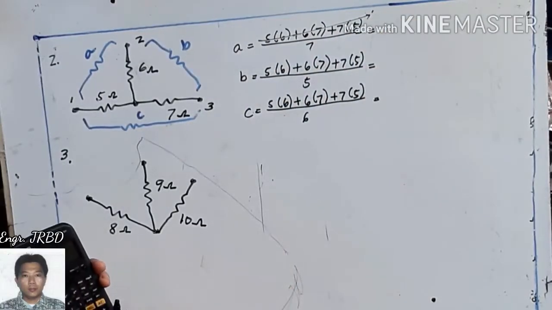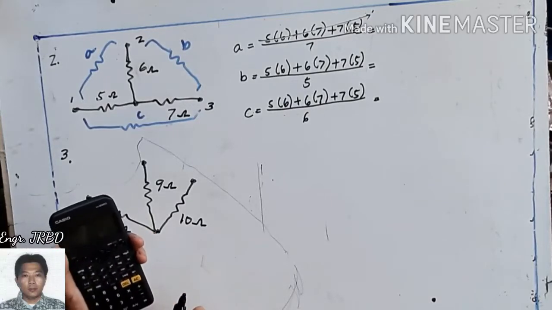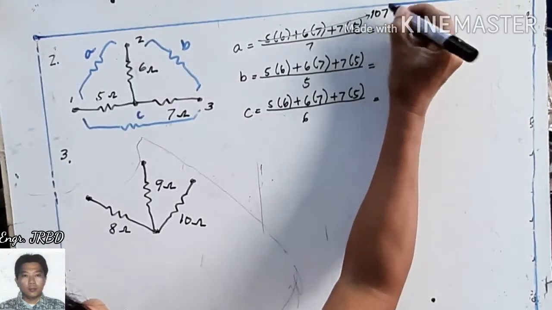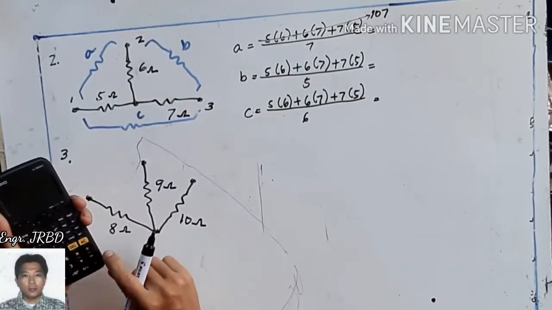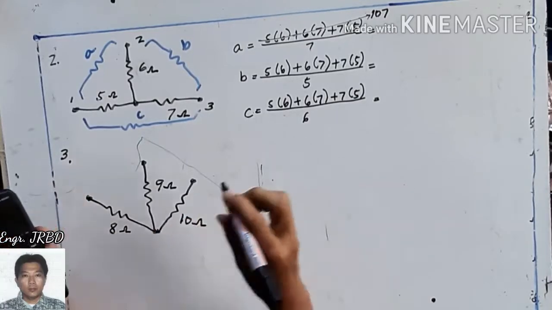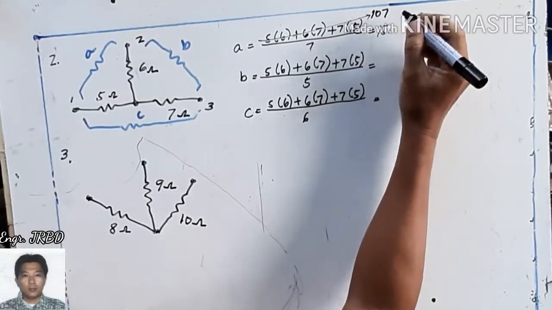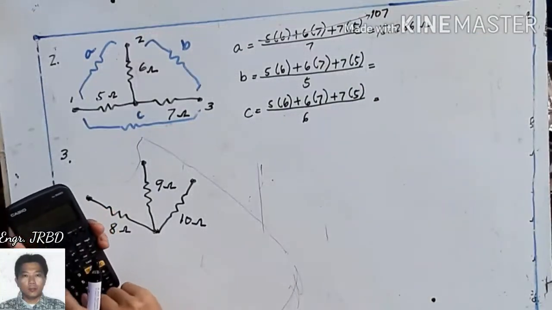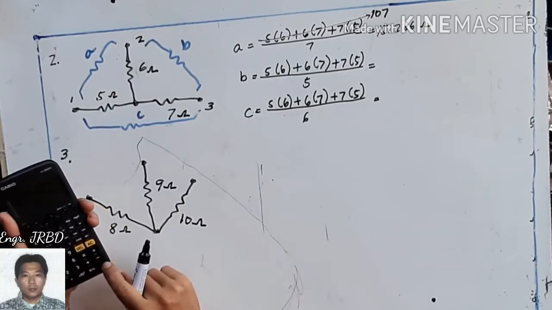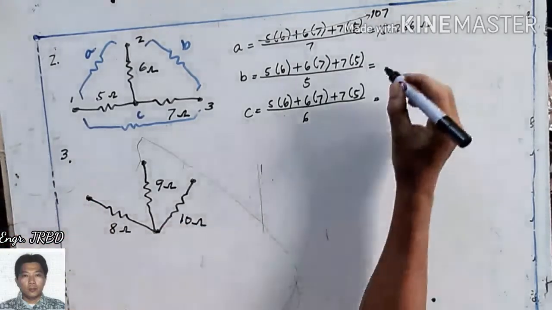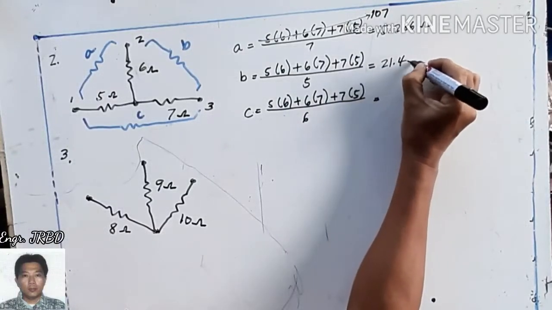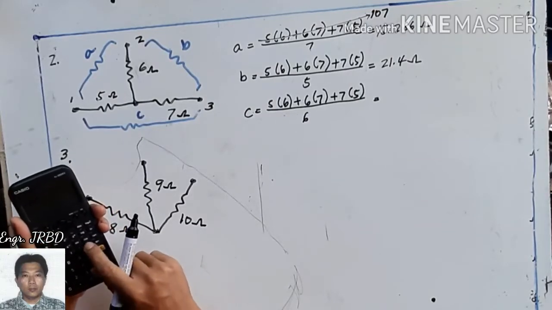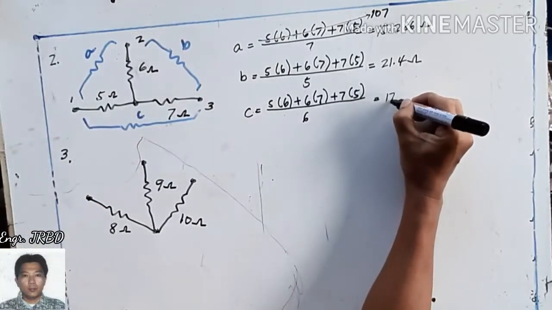that is 30, 42, 35. So it is 107 divided by 7, that is 15.286. 107 divided by 5, 21.4, and the last is 107 divided by 6, 17.833.